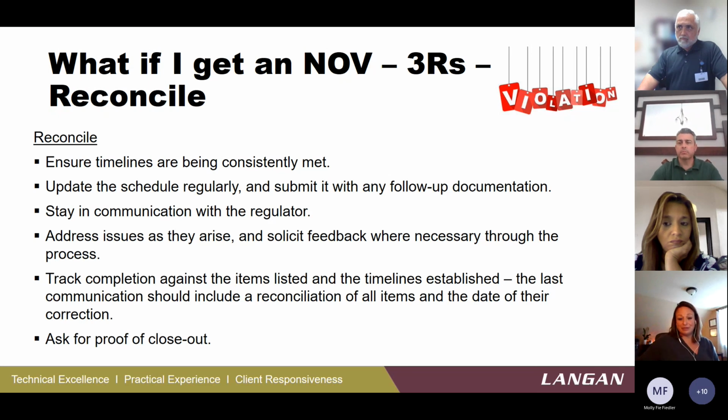And then always ask for proof of closeout. Sometimes NOVs have the tendency to linger on the record for a while. Always make sure that they've been closed and you get your letter that says, yep, we like what you've done, good to go.